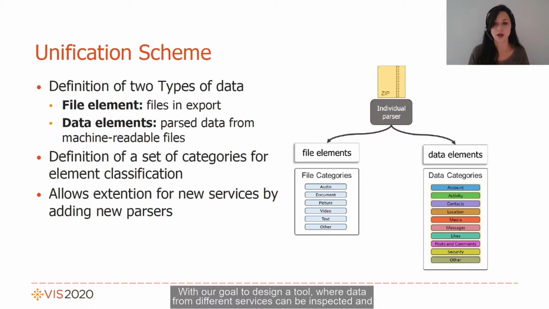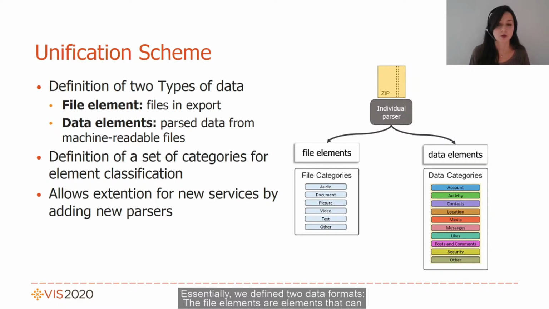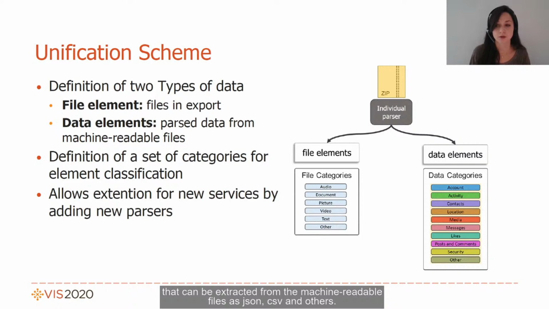So, with our goal to design a tool where data from different services can be inspected and compared to each other, we need an approach to unify this data. That's why we have defined a unification scheme for pre-processing of the data exports. Essentially, we have defined 2 data formats. The file elements are elements that can be found as a single file in the export, and the data elements are further elements that can be extracted from the machine-readable files as JSON, CSV, and others. An example for a data element is a message which is part of a conversation log.